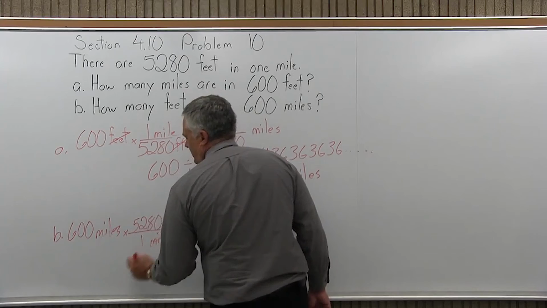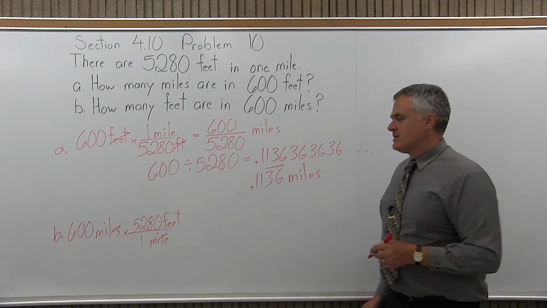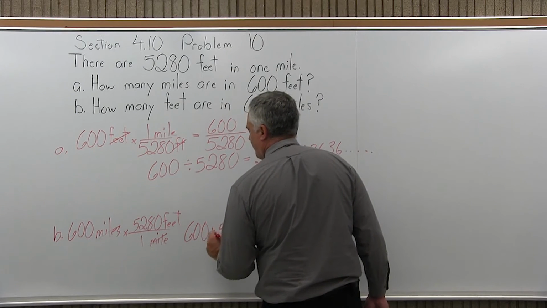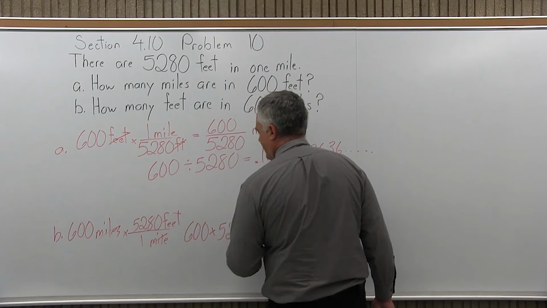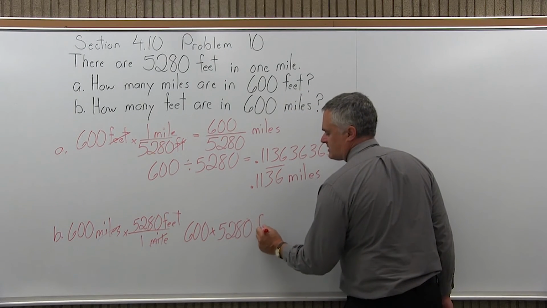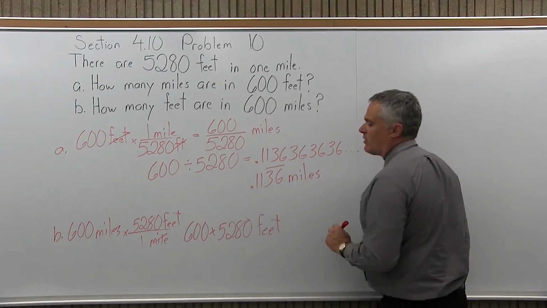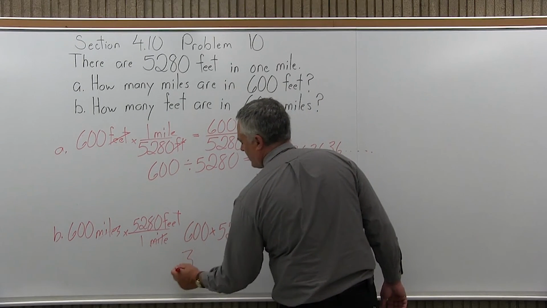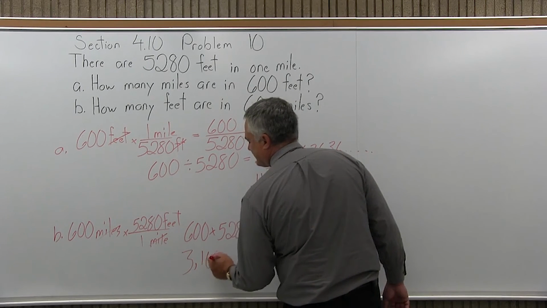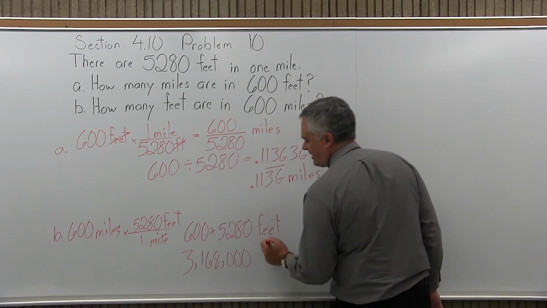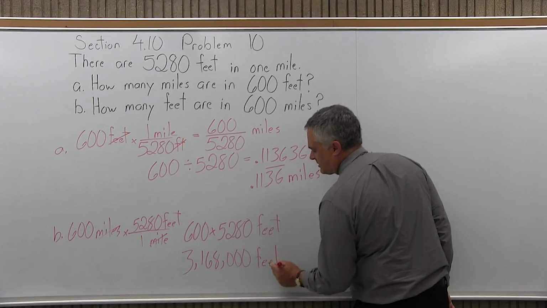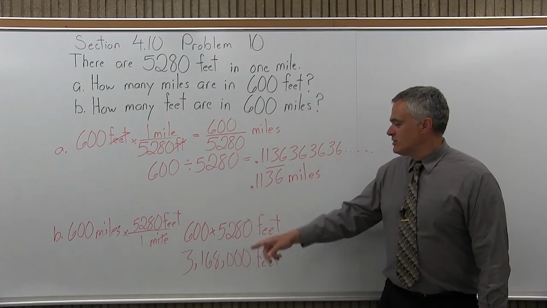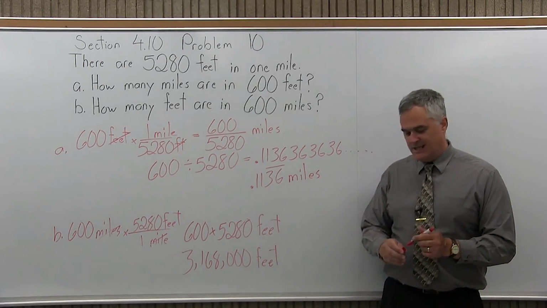So now as I multiply, the miles will cancel. I have miles in the numerator, miles in the denominator, and I wind up with 600 times 5,280, and my units of measure will be feet because the miles just all canceled off. Now that's something you probably want to do on a calculator. But as you do that multiplication, either by hand or with a calculator, it'll come out to 3,168,000. And again, my units of measure are feet. You have to put the units of measure. So the answer for B is 600 miles is equivalent to 3,168,000 feet.